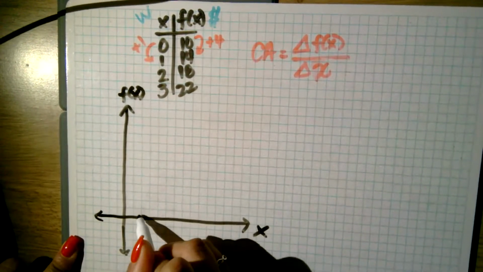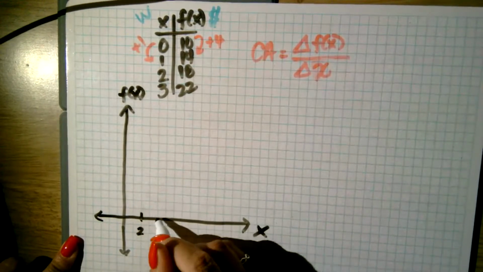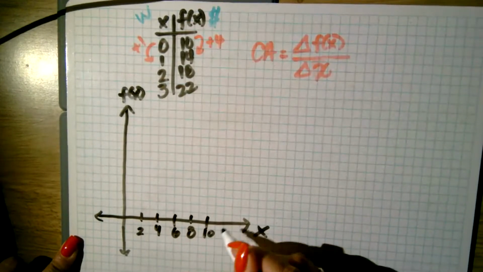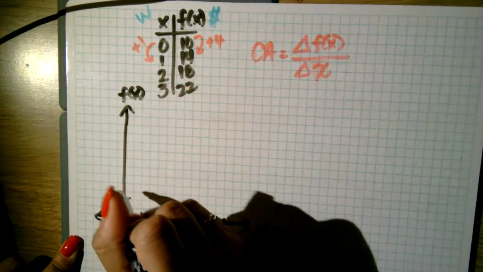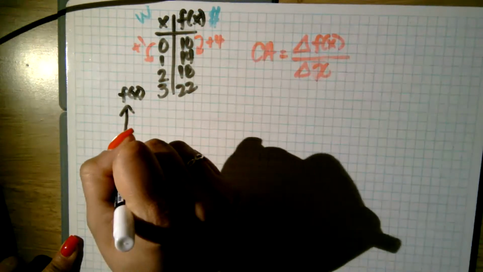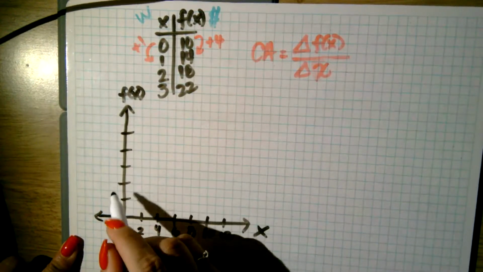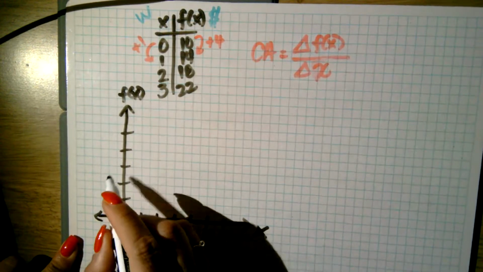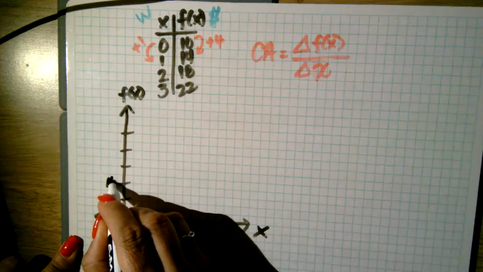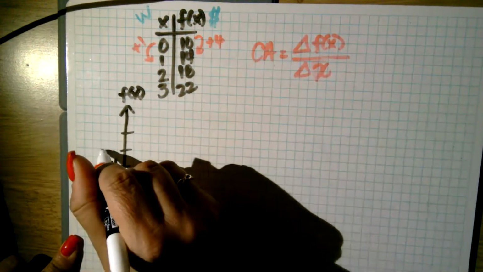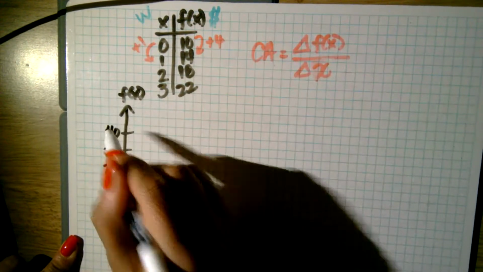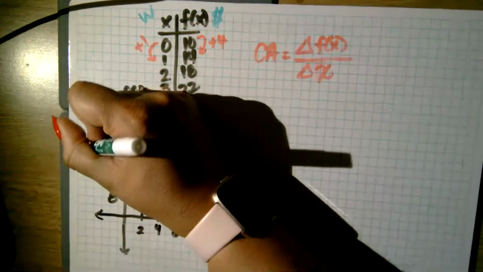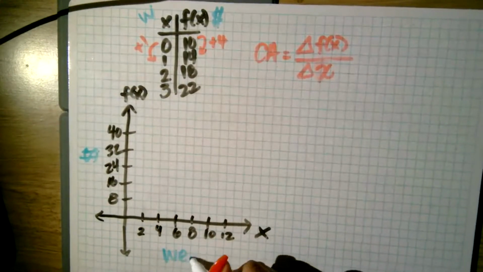So notice that I have 2, 4, 6, 8, 10, 12, and I'm going to go probably by 4s or maybe 8s. 8, 16, 24, 32, 40. Okay. So notice again, I'm going to go ahead and label this. This is my money and this is my weeks.